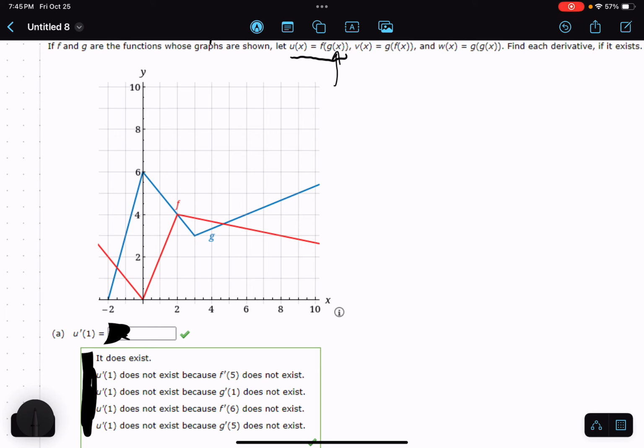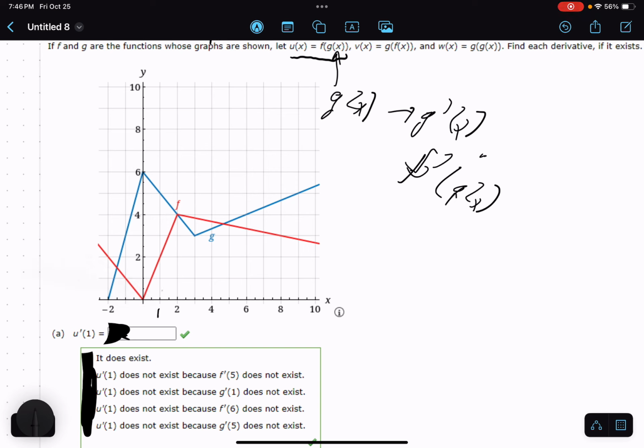F of g of x represents that at g of x, the derivative of g of x is going to be taken, and the derivative of f at g of x, and multiplied together. So I'll show you what this means. First, you want to find 1 on the x-axis of the graph and just trace it until you hit g. Then look at the corresponding y, which would be 5. So our first value is 5.